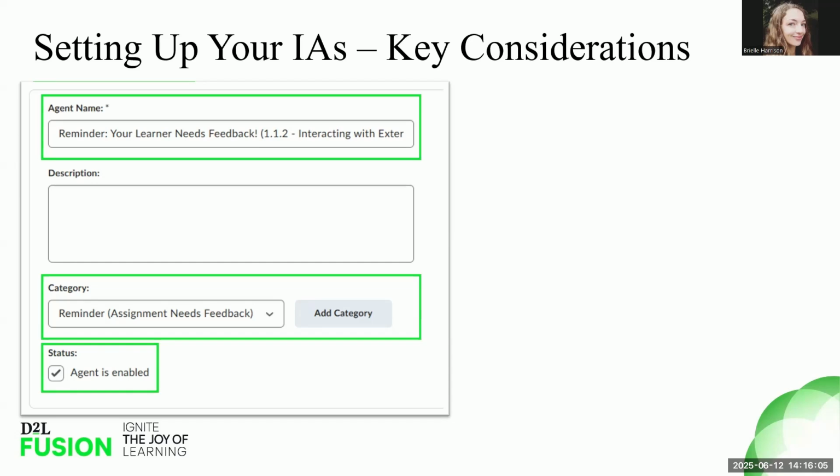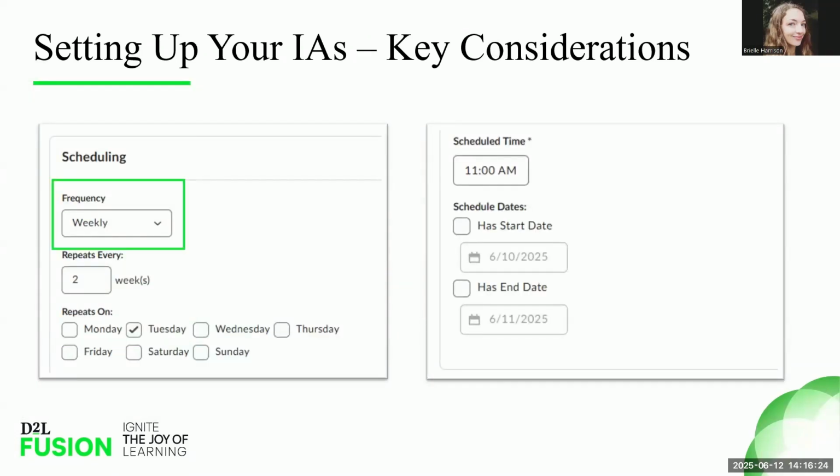Finally, I always make sure to keep the agent is enabled checkbox clear until I finish creating and testing my intelligent agent. Since we're looking at an agent that is already in use in a course, you'll notice the status checkbox is selected. Next, let's talk about scheduling. Frequency is important to consider. Some agents you might only send once. For example, a quick alert to all your learners that their assignment due date has been extended. Whereas other agents you might run daily, weekly, monthly, or even annually. For example, to remind all employees in a specific department that they have a mandatory in-person recertification coming up.